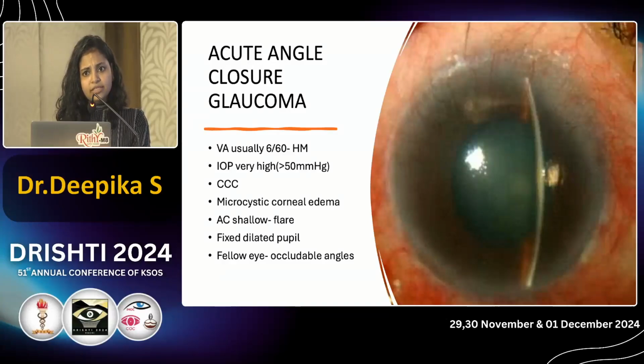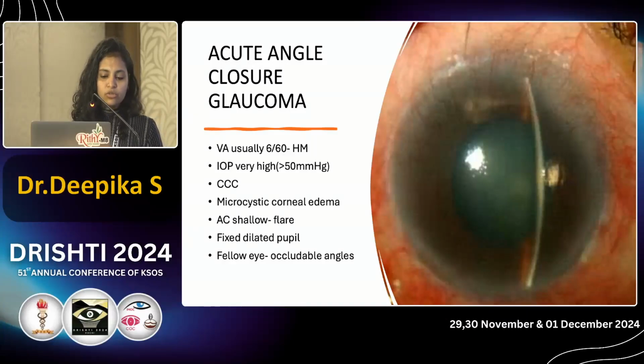And if you see the AC, it will be very shallow, with a mild AC reaction and flare. The prominent sign in this will be a fixed dilated pupil because of the ischemia. And the fellow eye will show an occludable angle, which confirms the diagnosis of acute angle closure attack in this patient.